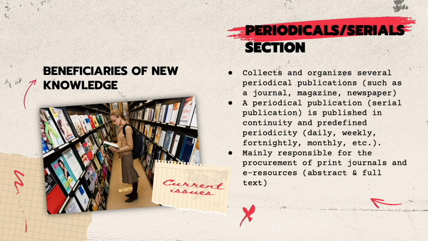The periodicals section collects and organizes several periodical publications such as journals, magazines, or newspapers. This section is mainly responsible for the procurement of print journals and e-resources. The serials section also contains current and back issues of foreign and local journals, magazines, newspapers, and special collections. At any stage where new knowledge is being debated, readers of periodicals are the beneficiaries of new knowledge, especially in the sciences.